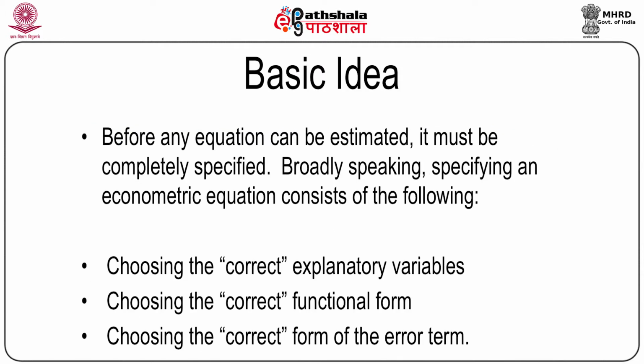Now before going to the analysis, let us note that before any equation can be estimated, it must completely be specified. Broadly speaking, specifying an econometric equation consists of the following: choosing the correct explanatory variable, choosing the correct functional form, and choosing the correct form of the error term.